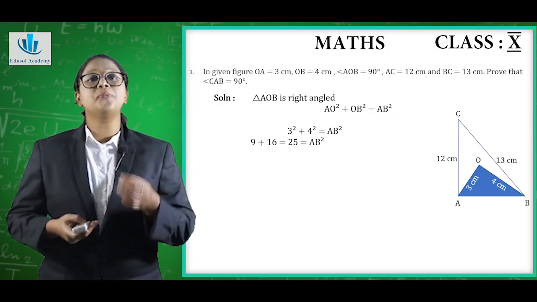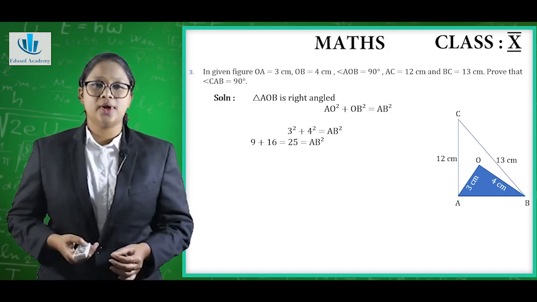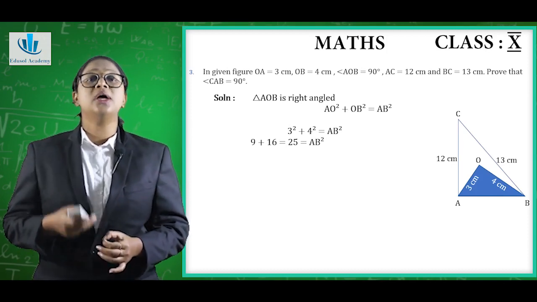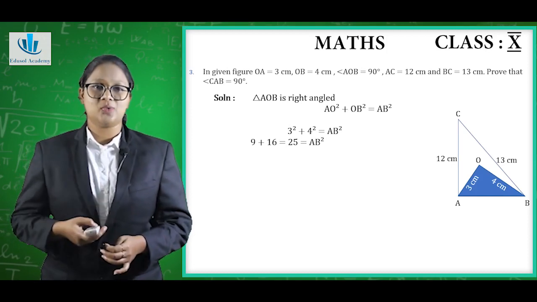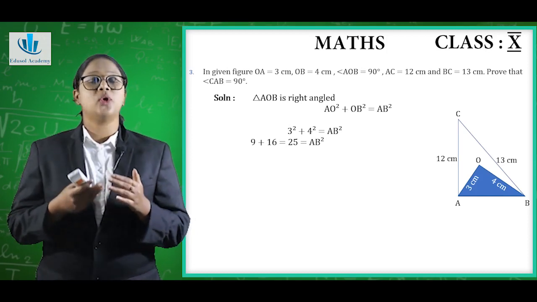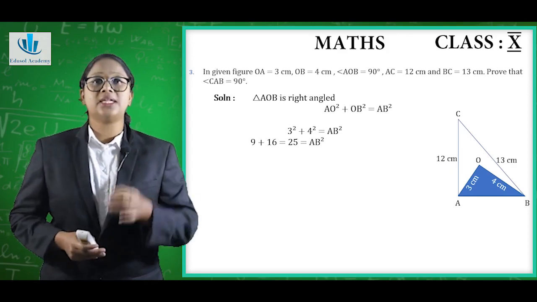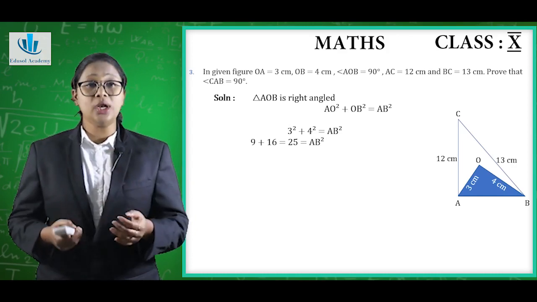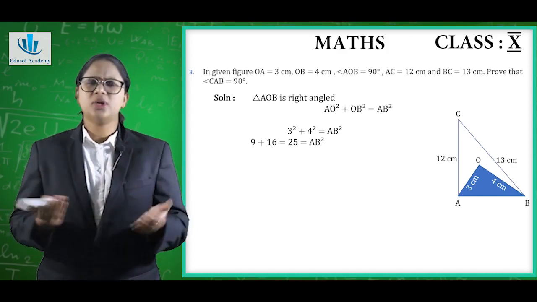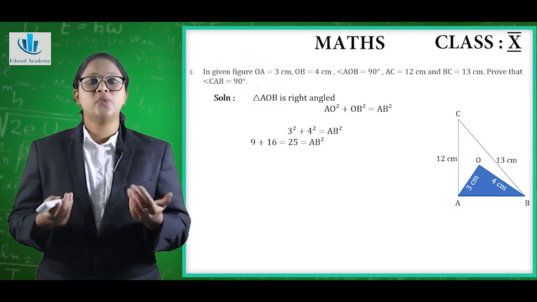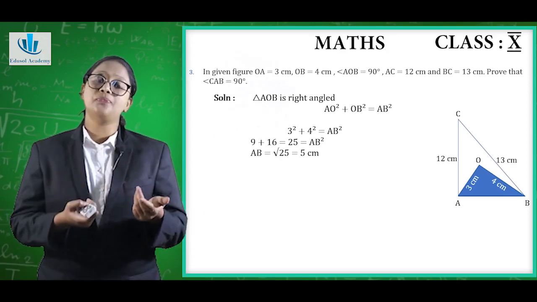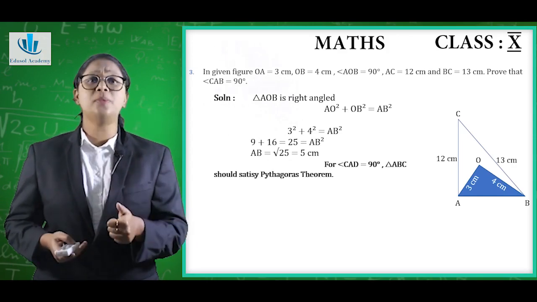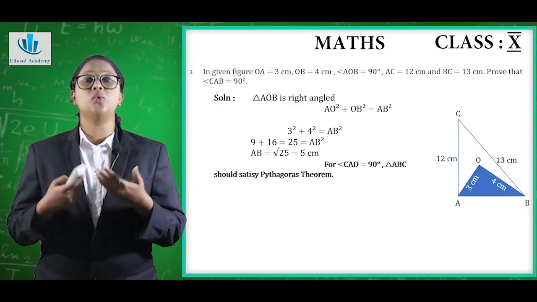Hypotenuse square is equal to base square plus altitude square, or in triangle AOB, AB square is equal to AO square plus OB square. Substituting the values for AO and OB, we will get AB square is equal to 3 square plus 4 square, or 9 plus 16. What is the sum of 9 and 16? 25. So AB square is 25, or AB is root 25 or 5 centimeter. I hope that's clear. Slowly trace down the steps.